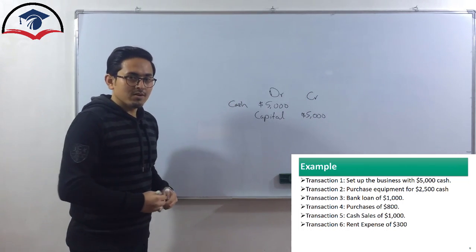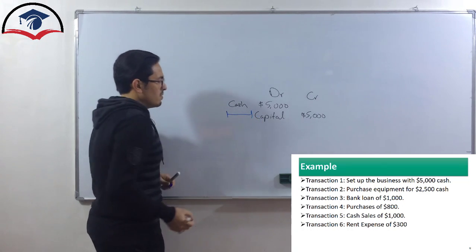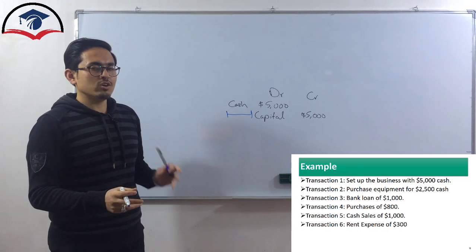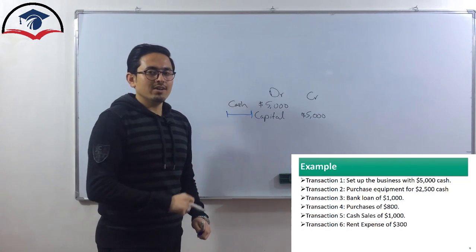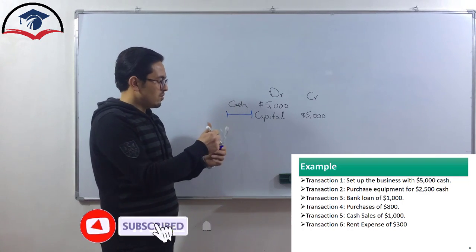A point to remember, please put some space here. This is professionally acceptable, to at least distinguish between the transactions which are on the debit side and which are on the credit side. So make this space, debit and credit. So you know the rule.